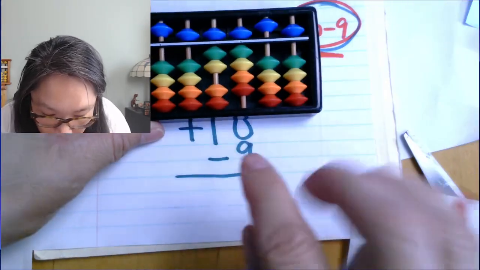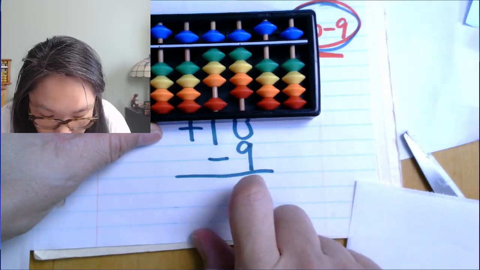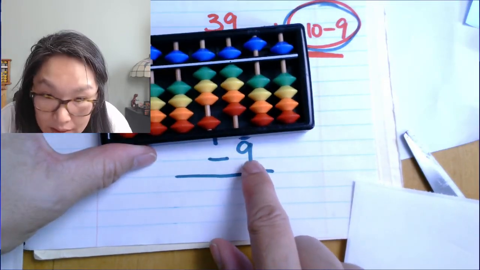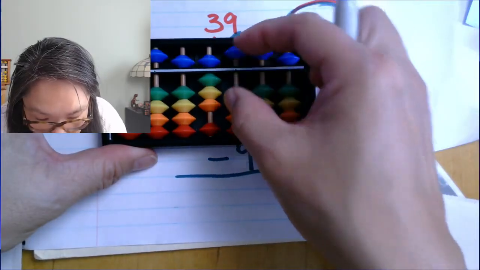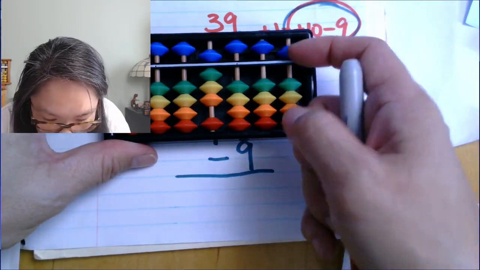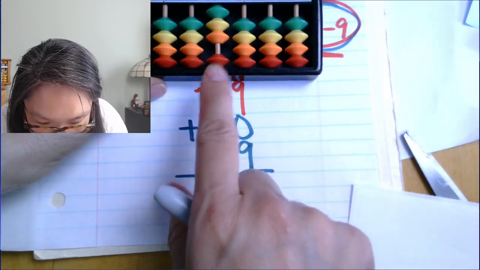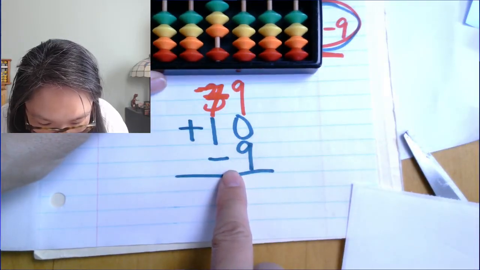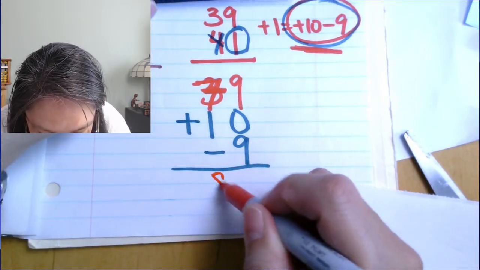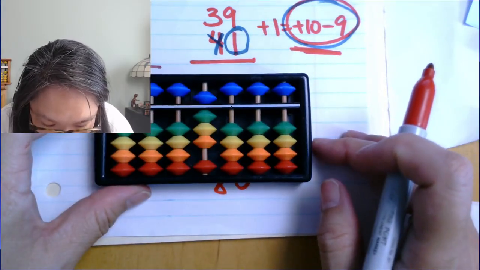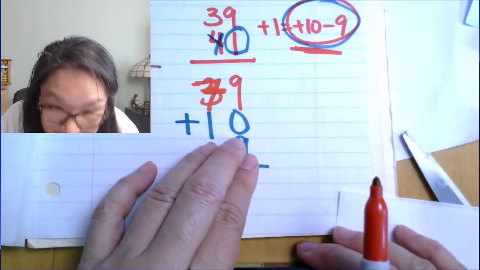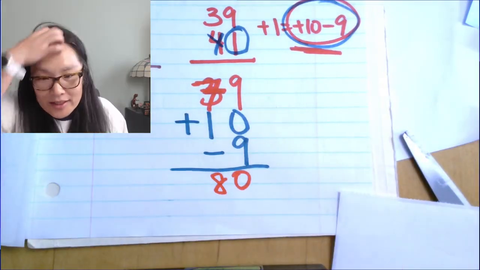What did we just do here? We plus the 10. That means we're going over here, plus the 10, and then minus the 9. So our answer is, let me move my stuff. So the answer is 80. Yeah, I think so. This is what really makes a lot of sense.